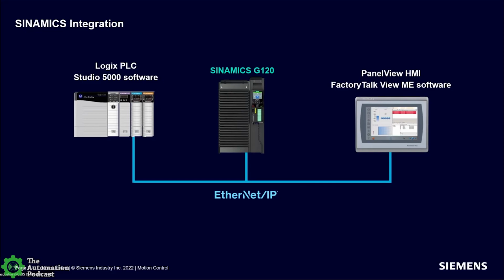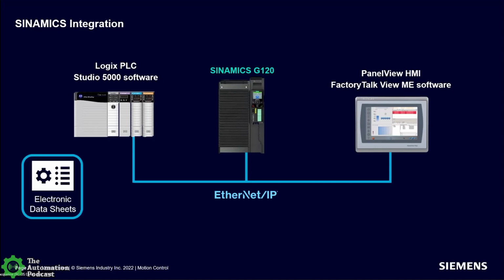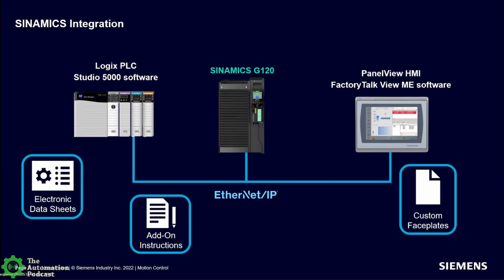So we have a Sinamics G120, but it could be a G drive or it could be an S drive. Again, the G is for general purpose, and the S is for system or motion. And so right now we have a G120 drive connected to a Logix PLC over Ethernet IP, as well as a PanelView HMI with the FactoryTalk View ME software. And then the three elements we've developed to make this integration easy are: one, electronic data sheets, two, add-on instructions, and three, faceplates to connect to the HMI. So I'll go into these in a little bit more detail.